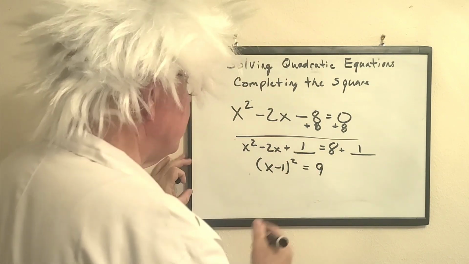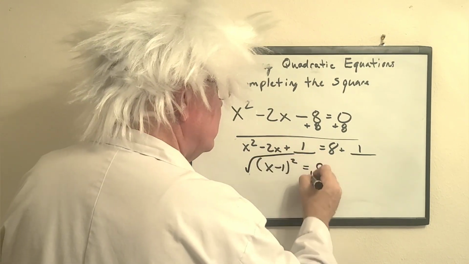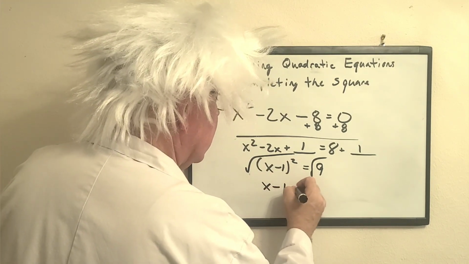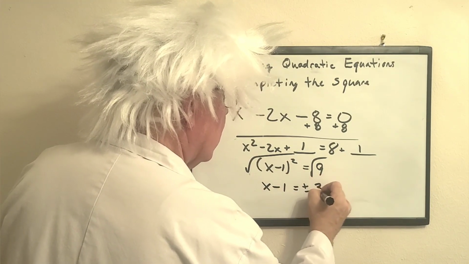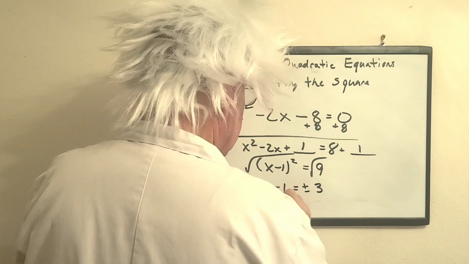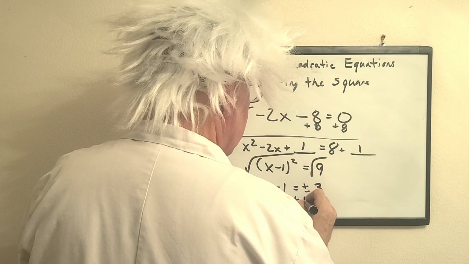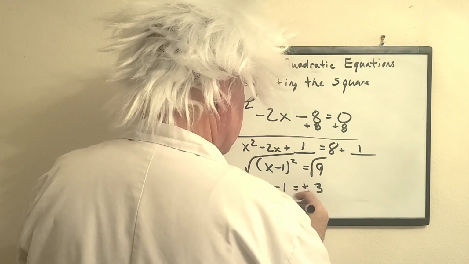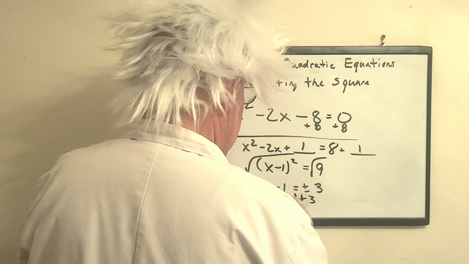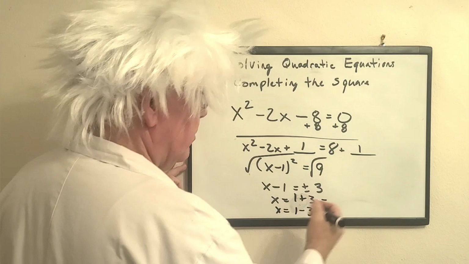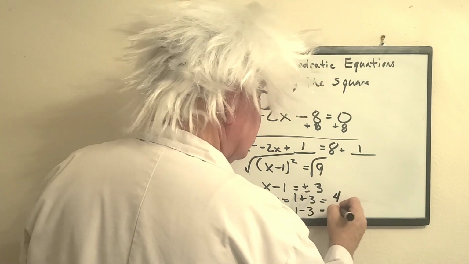Now, since I squared both sides, I have to take the square root. Okay? So this becomes x minus 1, and this becomes positive and negative 3. Now, I have to add 1 to both sides. So x is going to be 1 plus 3, and x equals 1 minus 3, which becomes, watch, 1 plus 3 is 4, 1 minus 3 is negative 2.